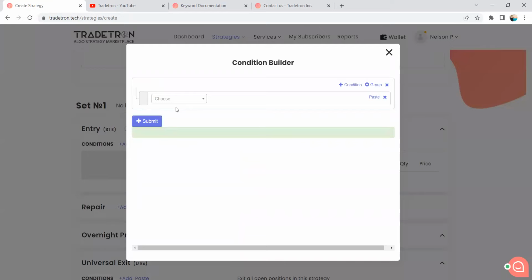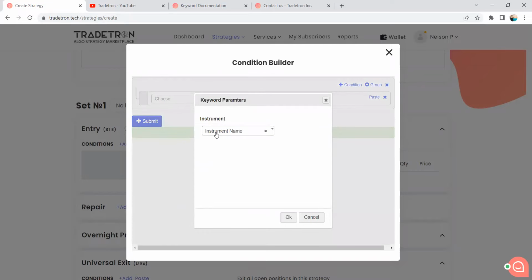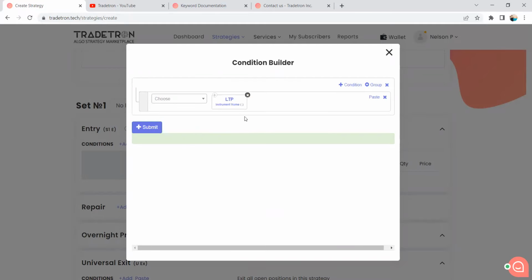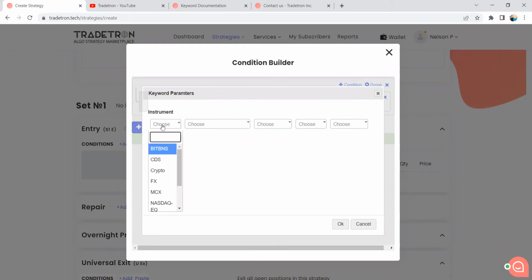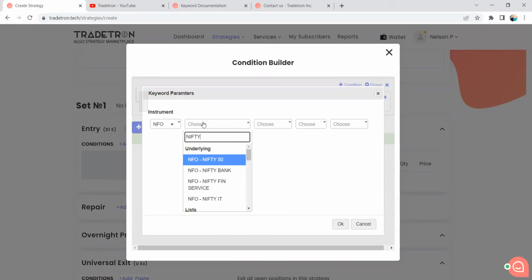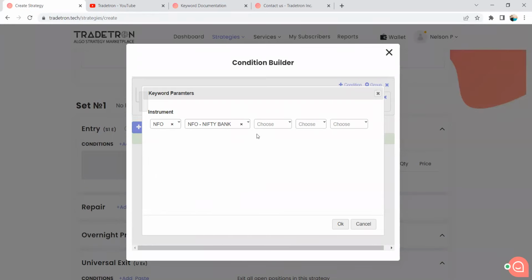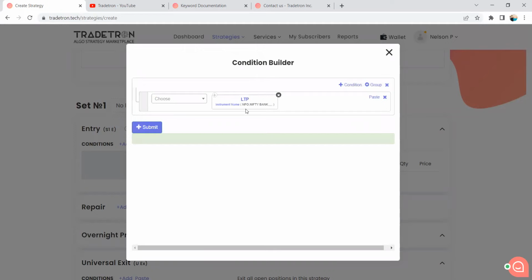In this case, first of all, we will select the keyword as LTP, that is the current market price, and we will select the instrument as Bank Nifty spot. For example, if I click on instrument name and select NFO Nifty Bank, then it will select the spot index, Nifty Bank spot index.